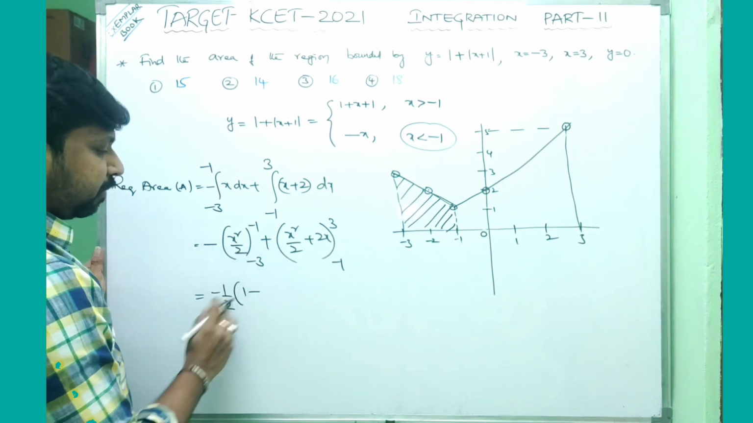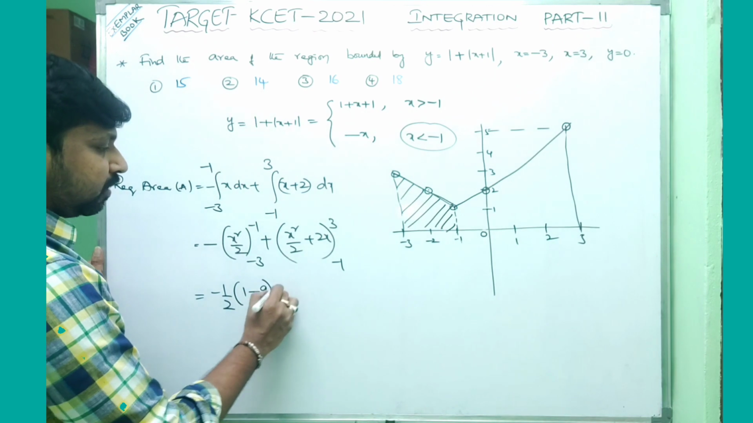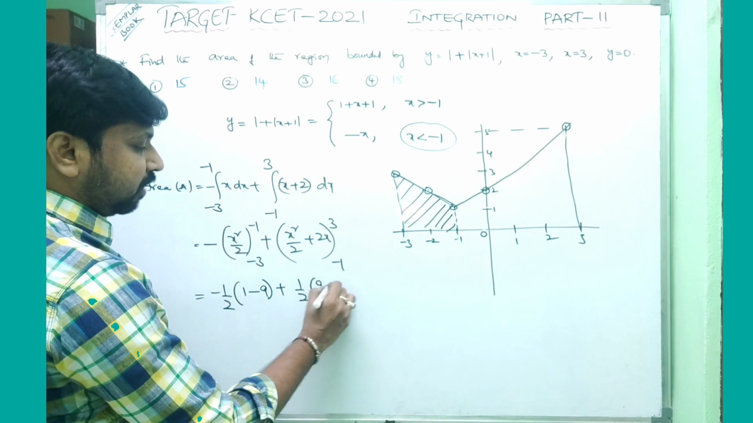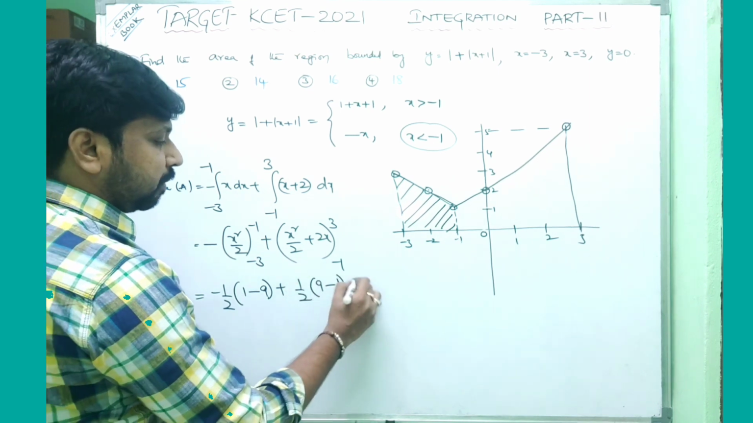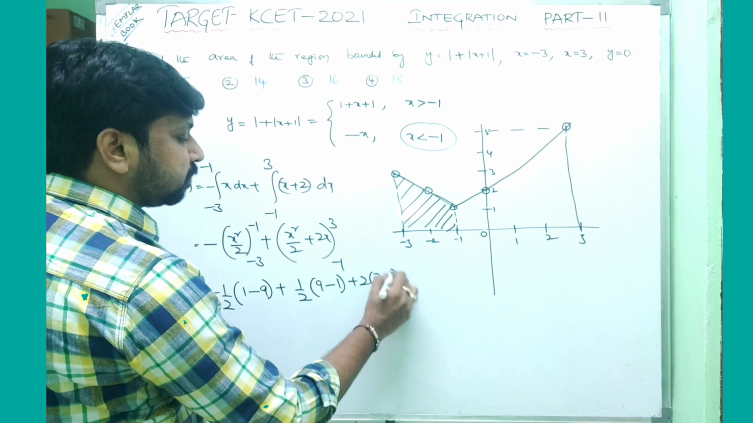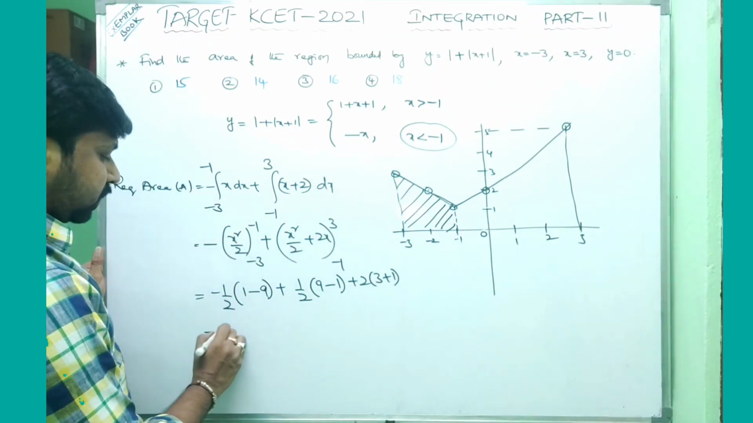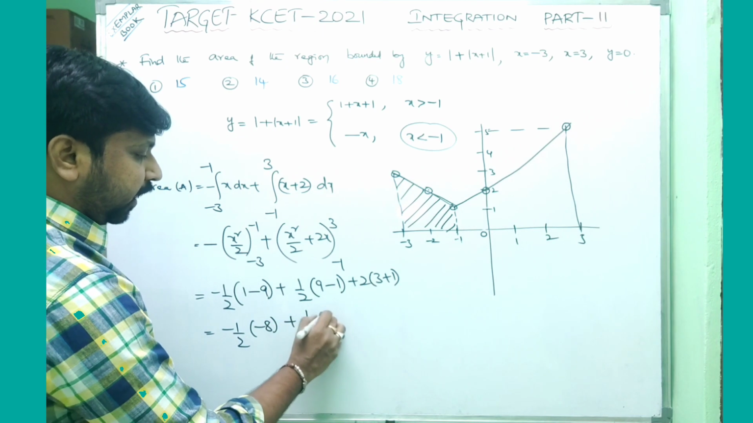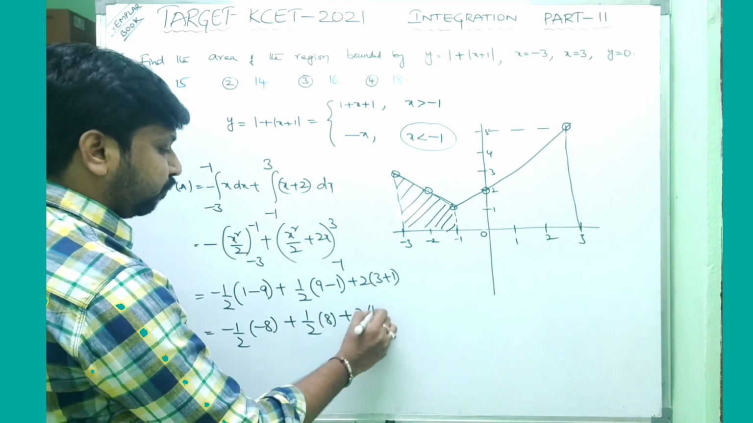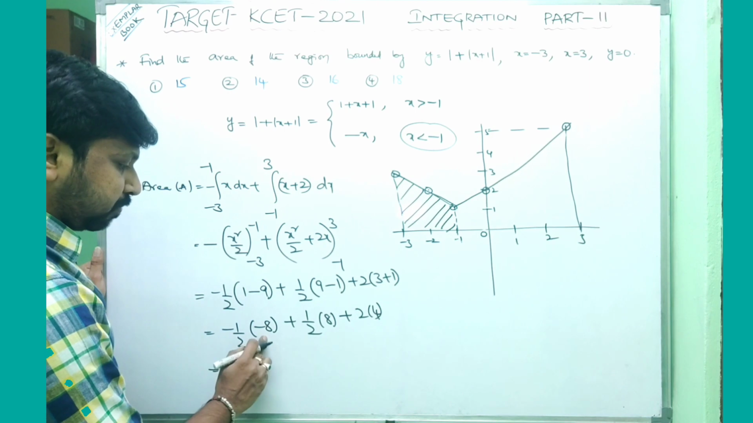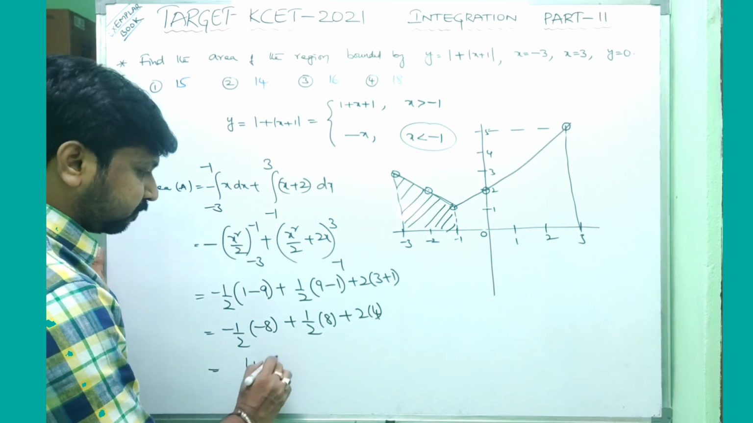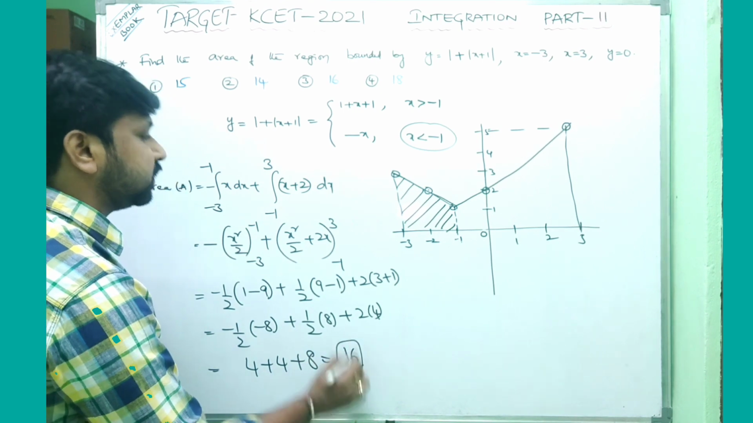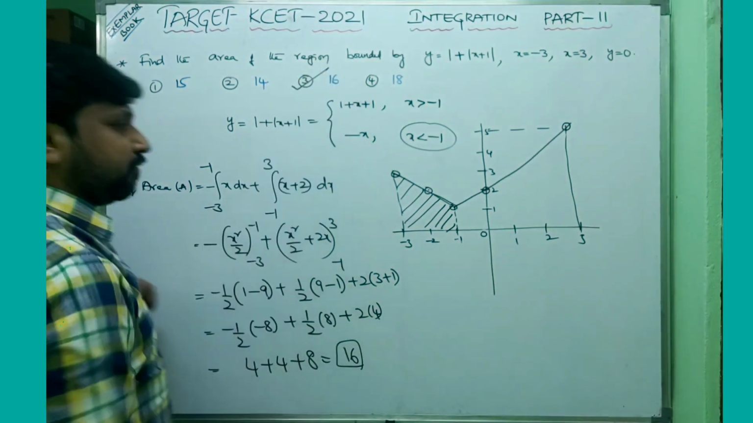And hence minus 1 by 2 outside, minus 1 whole square is 1, minus 3 whole square is 9, plus 1 by 2 into the upper limit, 3 square is 9, minus 1 whole square is 1, plus 2 times of 3 minus of minus 1. So this can be written as minus 1 by 2 into minus 8 plus 1 by 2 into 8 plus 2 into 4. So this is 4 plus 4 plus 8, which is nothing but 16. 16 is your answer, friends.